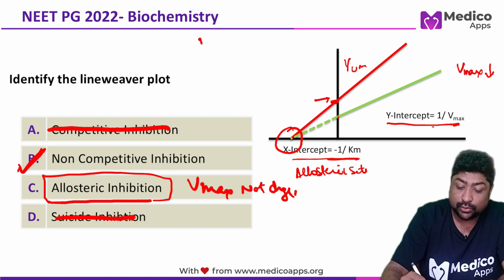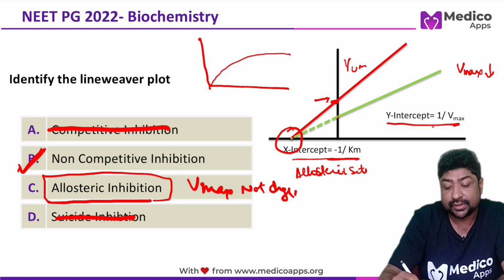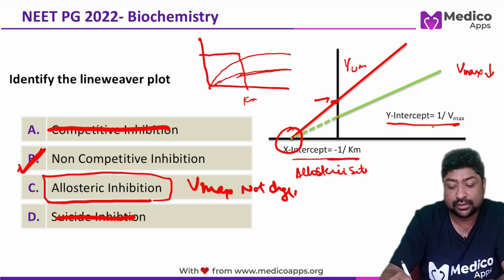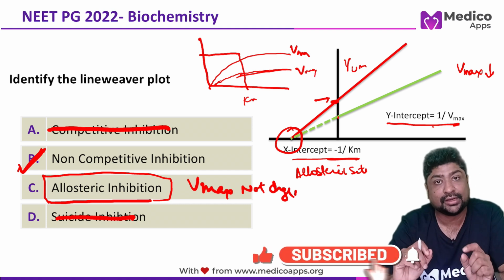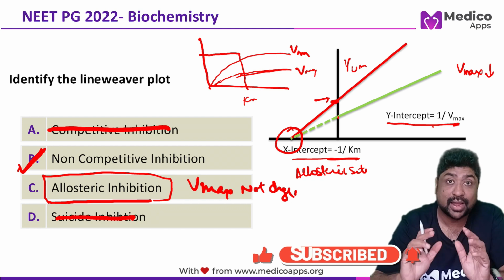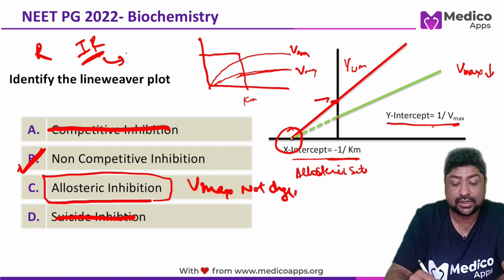If we have to draw the normal curve, remember what is going to happen. This is without inhibitor and with inhibitor. Without inhibitor, let's say this is the Km value. With inhibitor, you will have a new curve where the Km value remains the same, but the Vmax will decrease. Any kind of graph, any kind of Lineweaver plot, you can answer by remembering just one concept: whether the inhibitor is reversible or irreversible. If it is irreversible, Vmax will come down. If it is reversible, Vmax will not change.